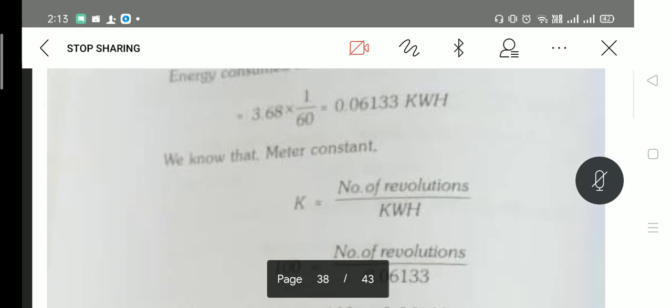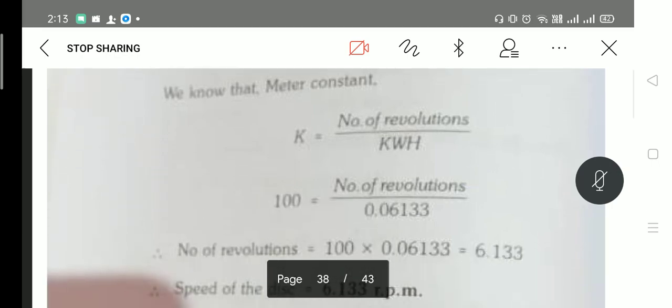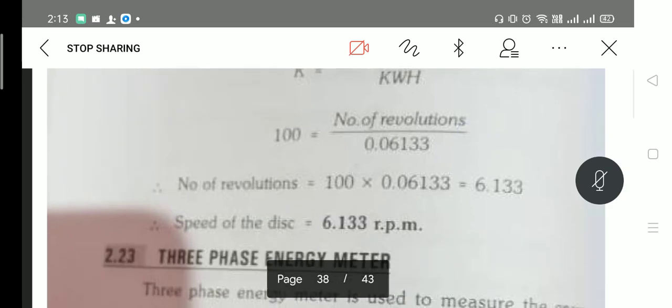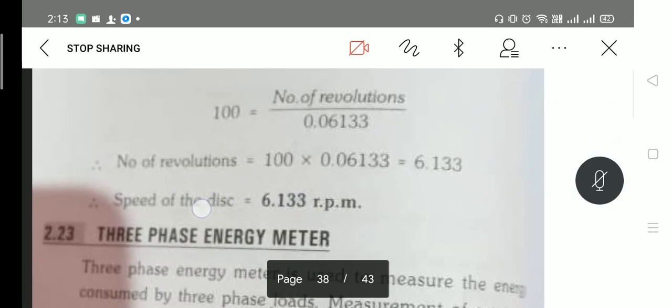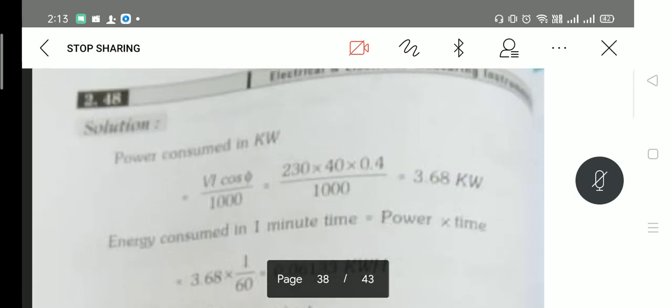Then we can find the number of revolutions. We know the K value and energy, so substitute here and we get the number of revolutions as 6.133. That is in RPM, revolutions per minute. Is it clear to all of you?